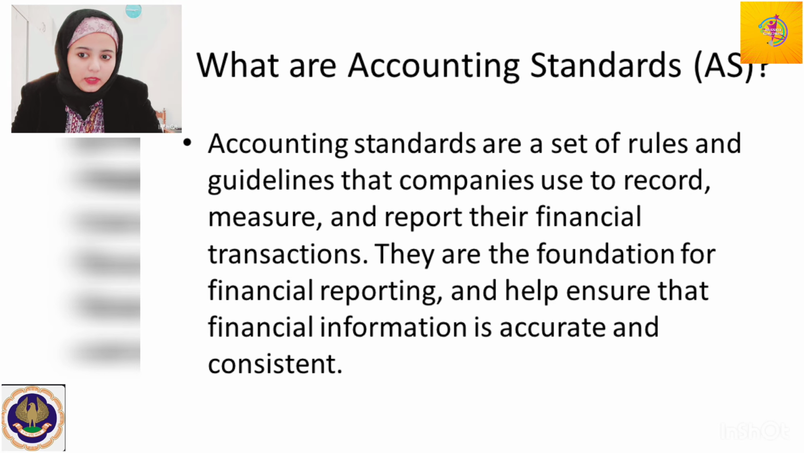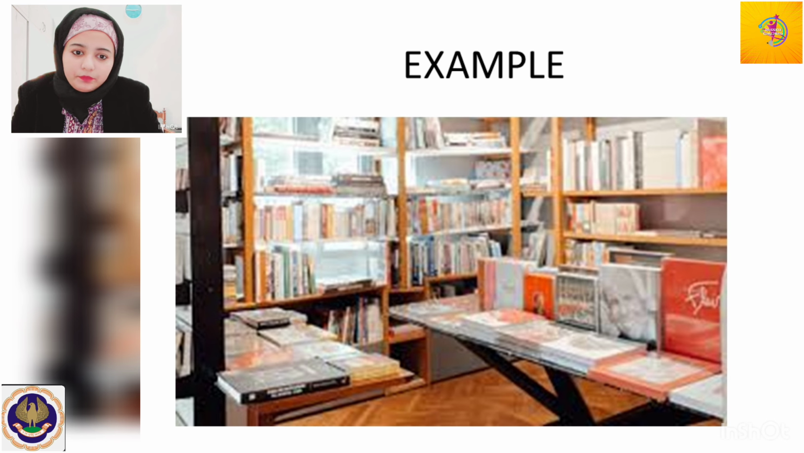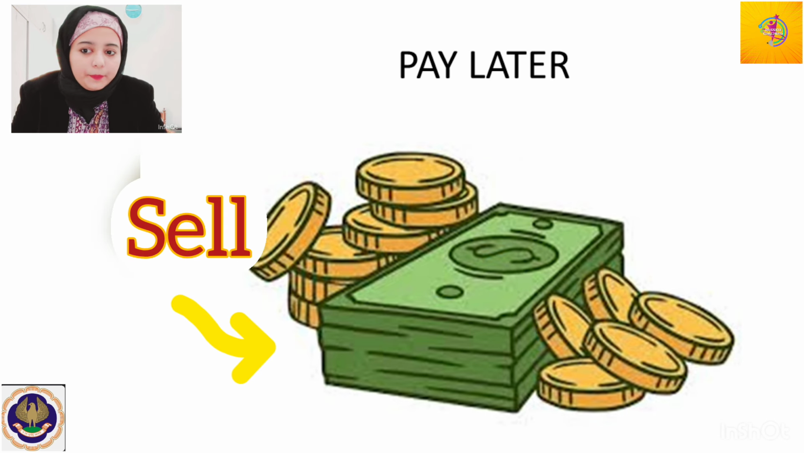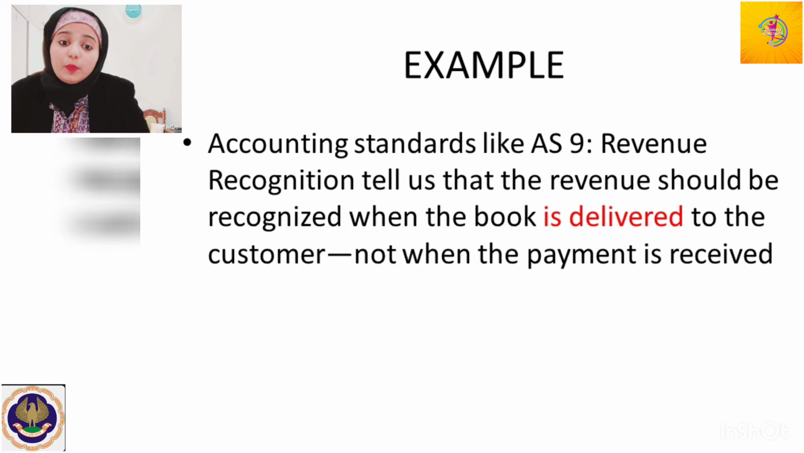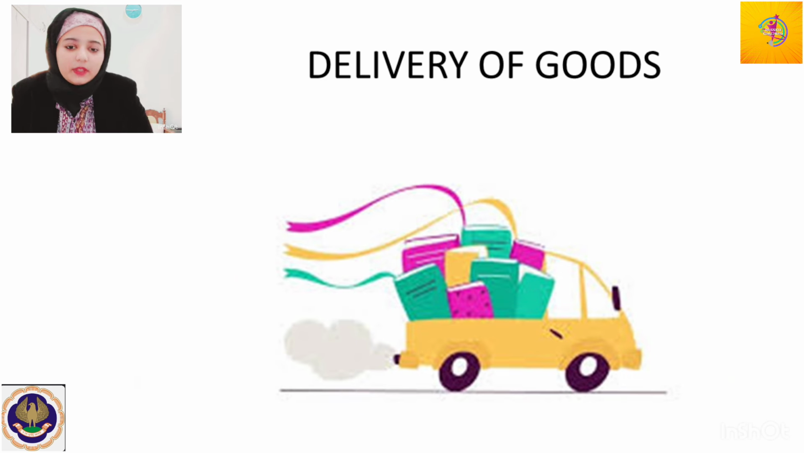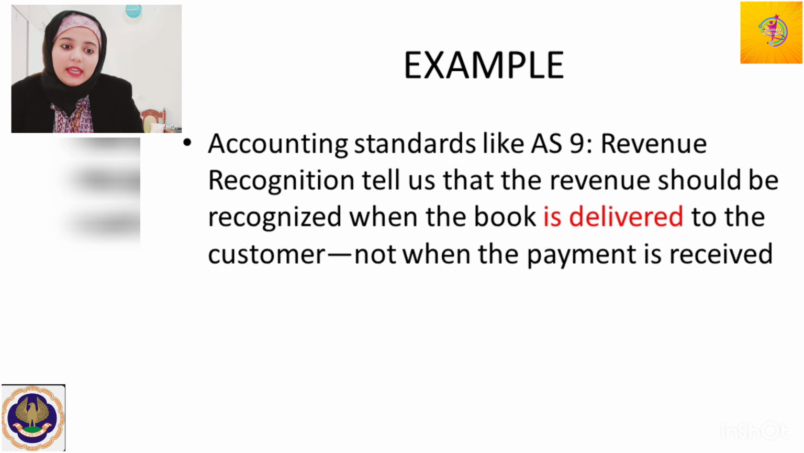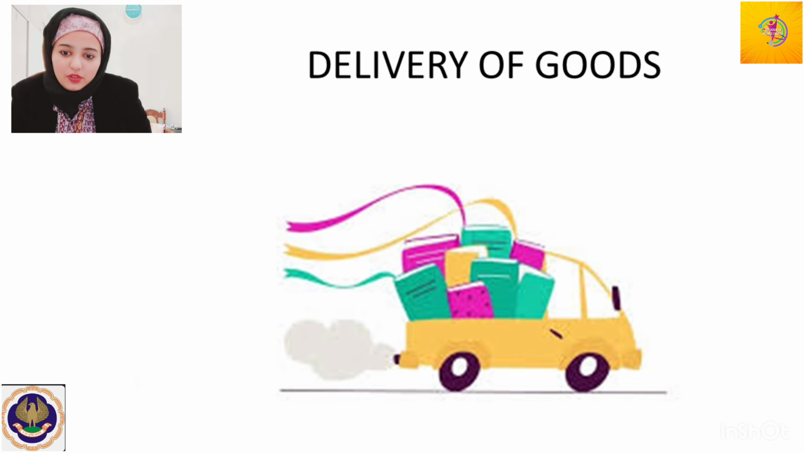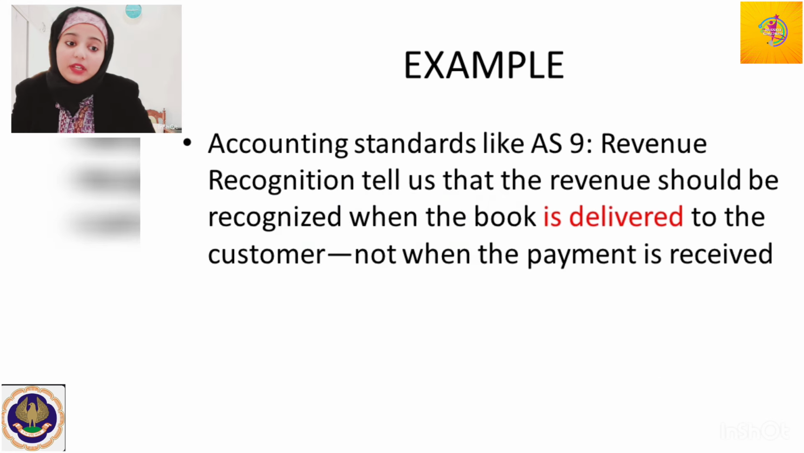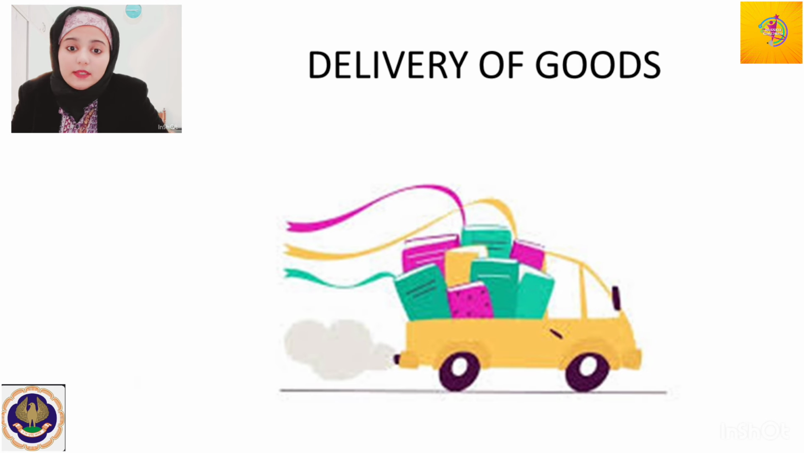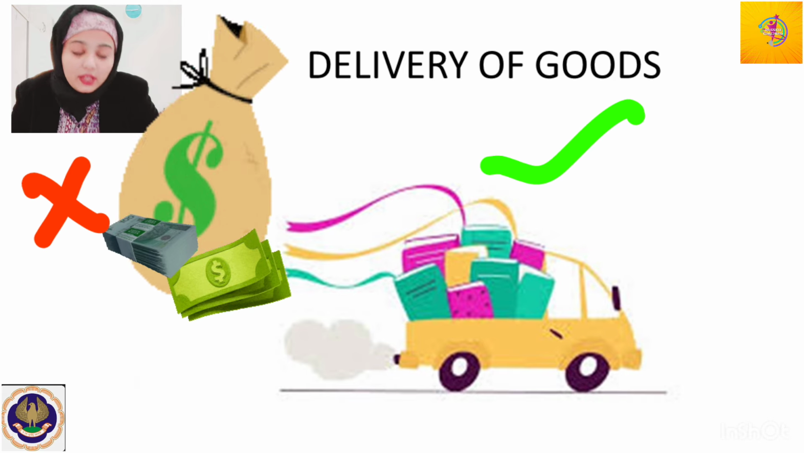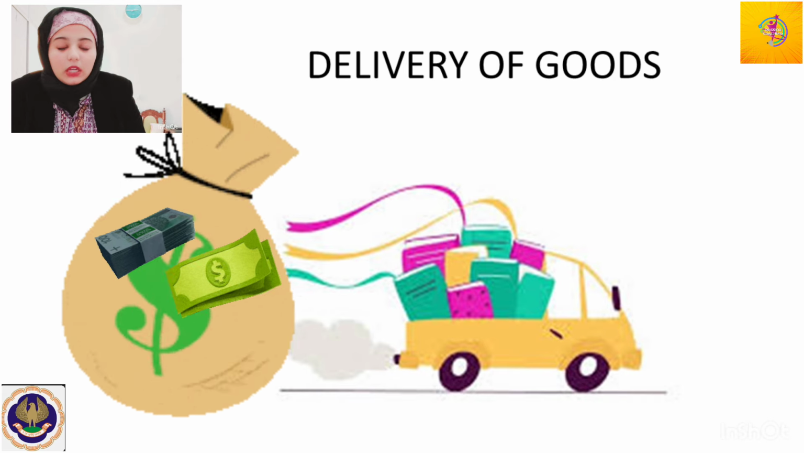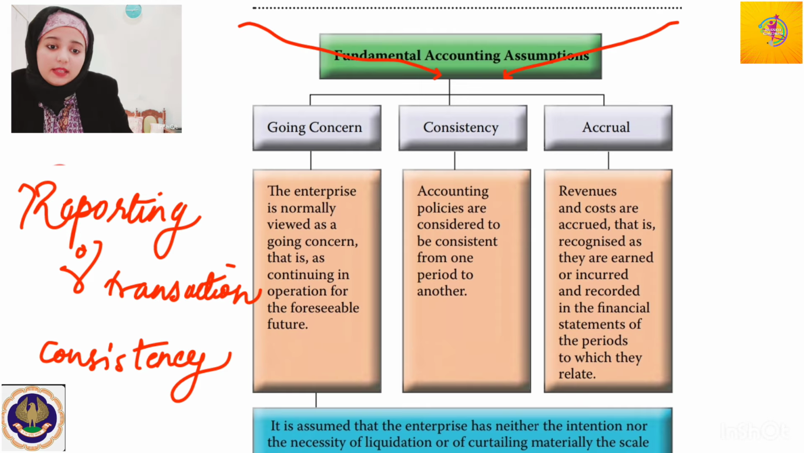Example: let's say you own a bookstore. You sell a book to a customer, but the customer asks to pay later. When should you report this transaction? In accounting standards like AS9, revenue recognition tells us that the revenue should be recognized when the book is delivered to the customer, not when the payment is received. This is an example of how accounting standards guide businesses in reporting transactions consistently.